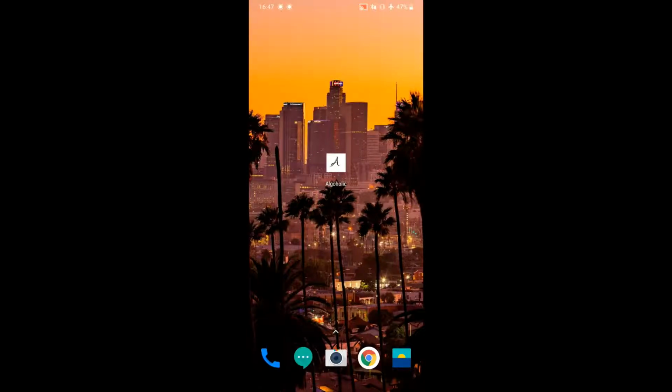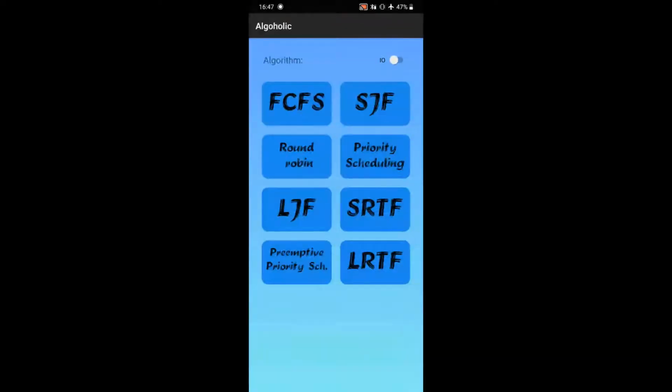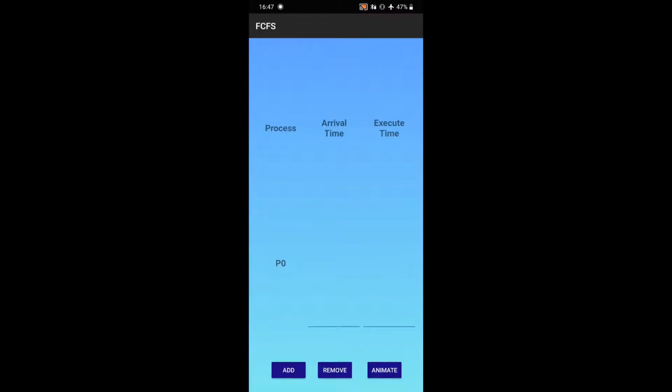Hello everyone, I'm representing Team 59 and we will be going over a wrap of process scheduling. These are all the algorithms that we can implement with and without IO. Let us go through without IO first.